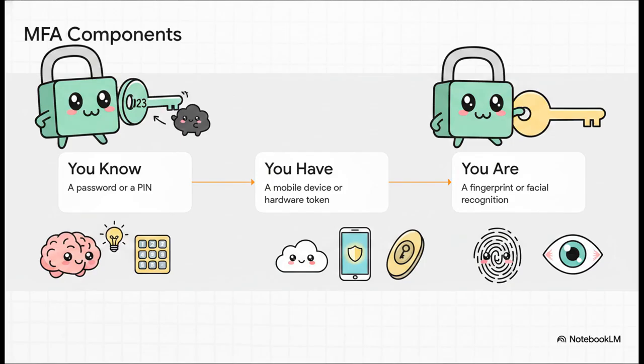MFA requires multiple, unique layers of proof before letting anyone in. It usually combines 3 things: something you know, like a password, something you have, like a secure app on your phone, and something you are, like a fingerprint or facial scan. ISO 42001 specifically targets administrative functions for this. Admins hold the keys to the kingdom, right?